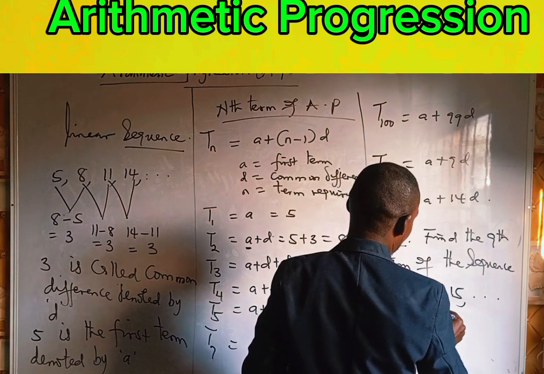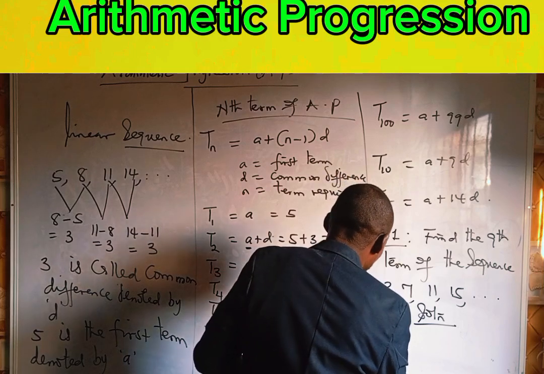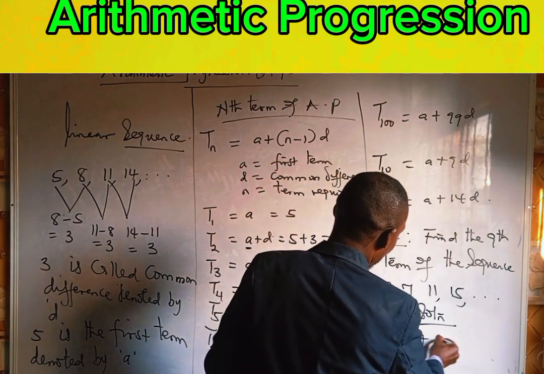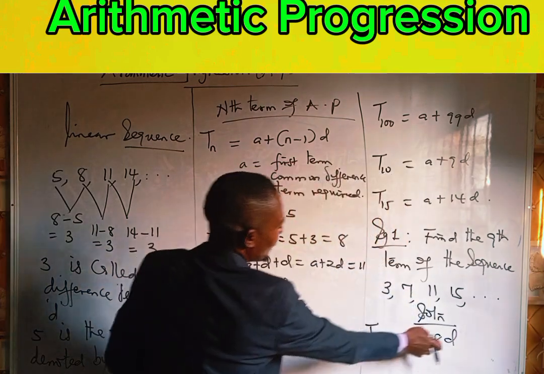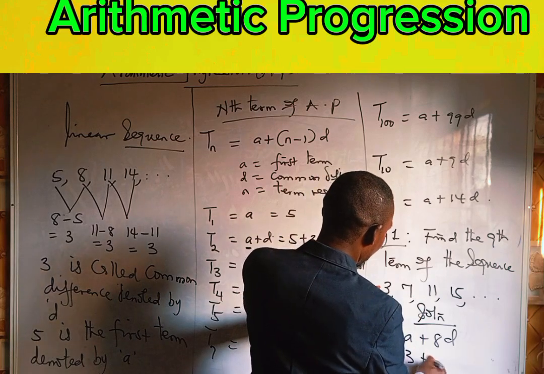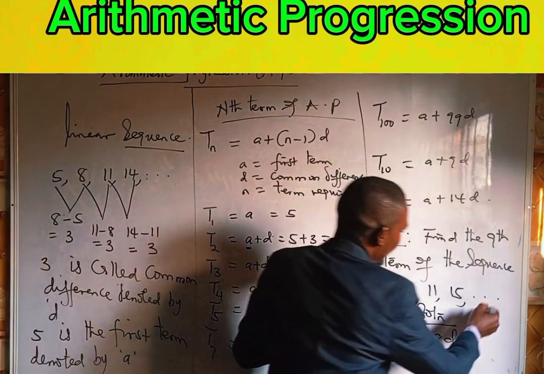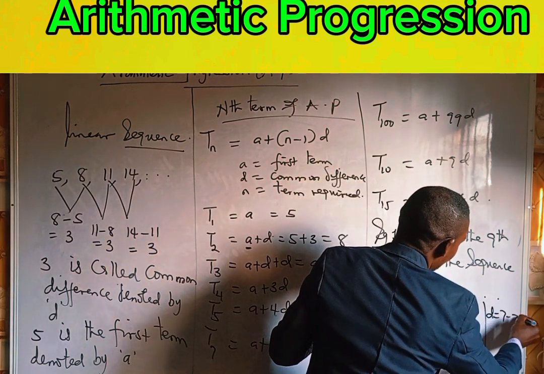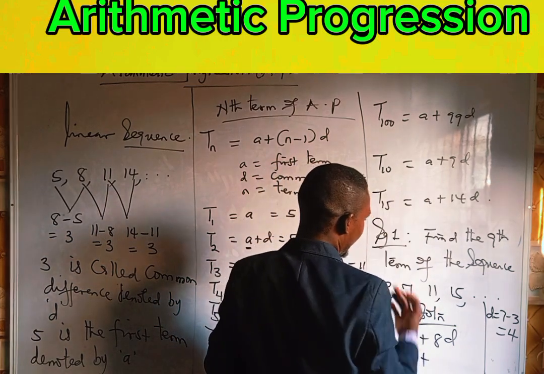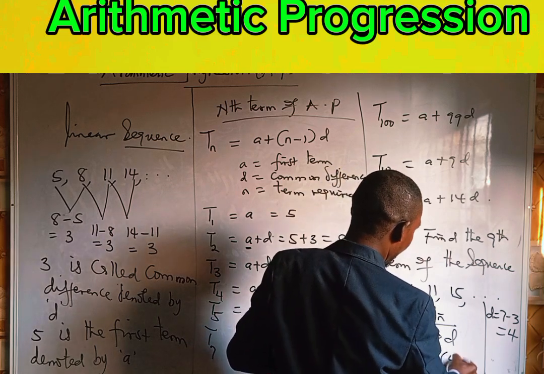Solution. Now here the 9th term is what? T subscript 9, which is A plus 8D. Now what is my A? My A is the first term here, which is 3. What is D? D is 7 minus 3. D equals 7 minus 3, which is 4. 11 minus 7, 4. 15 minus 11, 4. So it's correct. 8 into 4.